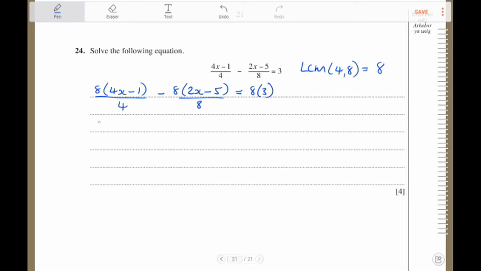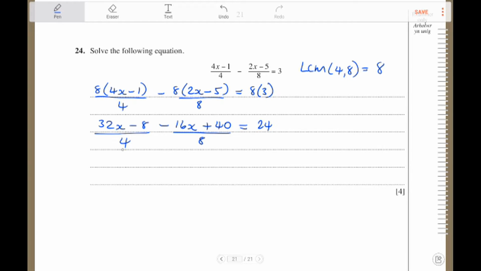Now I'm going to expand all those brackets. So I get 32x minus 8, all divided by 4. Be careful here, you've got minus 8 times these two terms. So minus times nothing, nothing means plus. Minus times a plus is a minus. 8 2s is 16. So we get 8 times 2x is 16x. Minus times a minus is a plus. 8 times 5, 40. All divided by 8 equals 8 3s, 24. So I've got rid of the brackets.